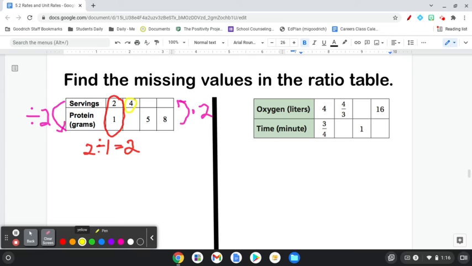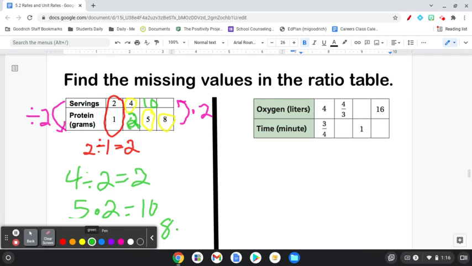So for 4 servings, I'm going to do 4, since I'm going from the top row to the bottom, divided by 2. Gives me my value in the box of 2. Now, for the number 5 grams of protein, since I'm going from the bottom to the top, now I times by 2, giving me a value of 10. Same thing with our 8 here. We're going from the bottom to the top, so we times by 2. 8 times 2 gives me that value of 16.